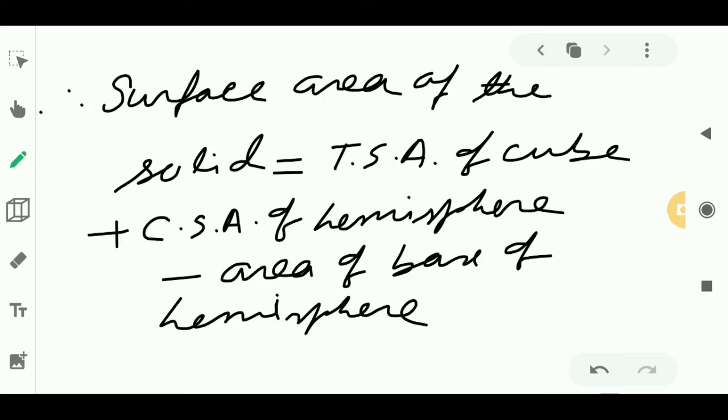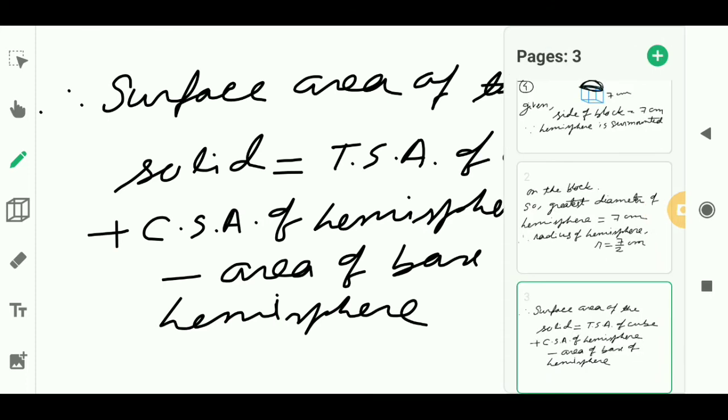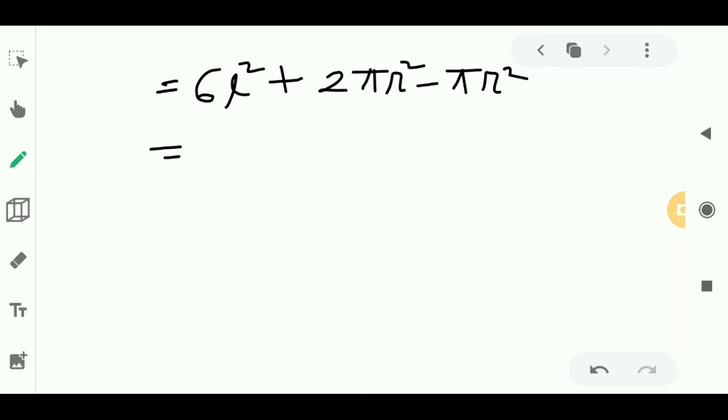So here we can write: TSA of cube, the formula is 6L square, plus CSA of hemisphere is 2 pi r square, and the area of the base of the hemisphere is a circle, so pi r square has to be subtracted. So 6L square plus 2 pi r square minus pi r square means plus pi r square.